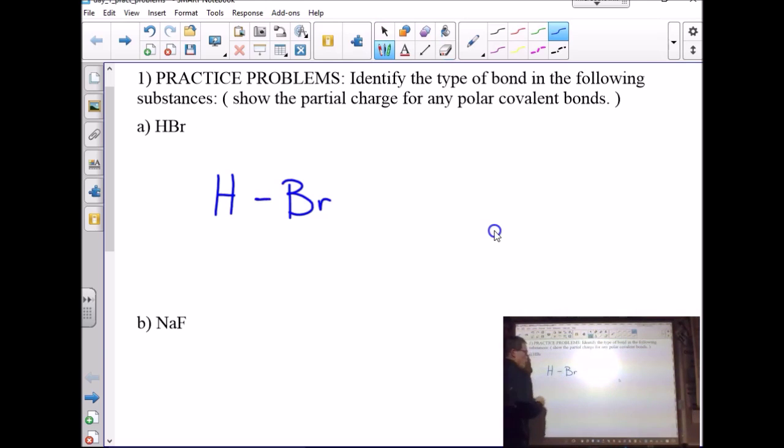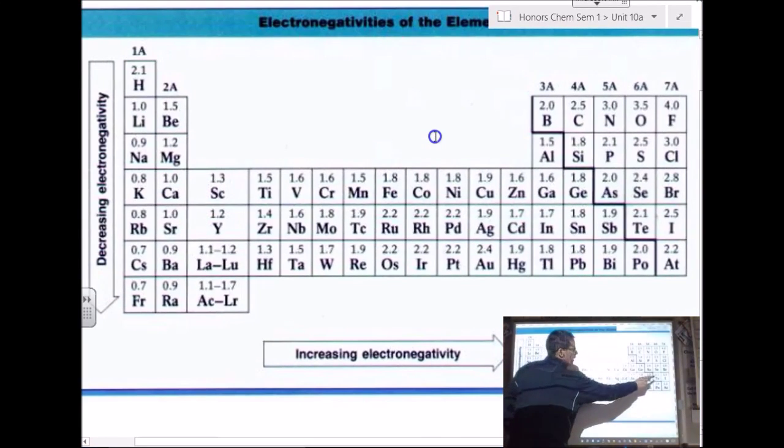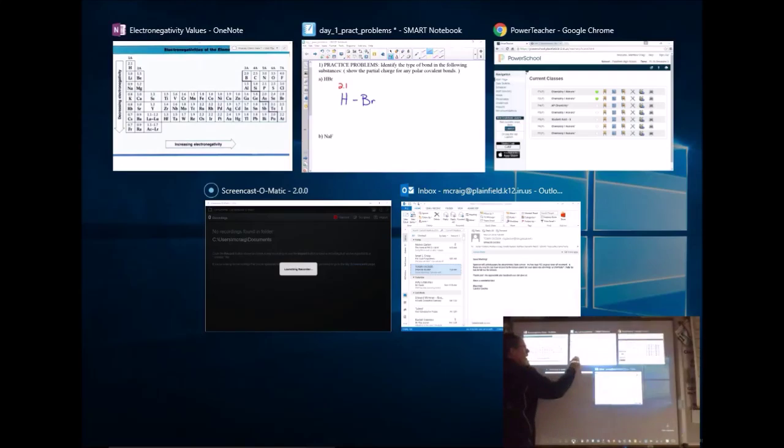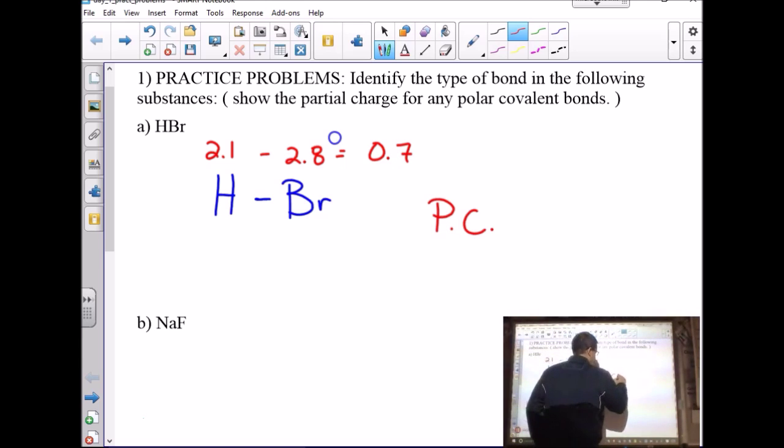So the line between, and then I want you to write the electronegativity value. So I know hydrogen's 2.1, bromine is 3.0, I'm trying to remember, bromine 2.8, sorry about that. So 2.8, and if you get a negative, just drop the negative. So the difference between that is what? 0.7. Okay, so where does that fall? Does that fall between 0.1 and 1.6? Yeah, so this is a polar covalent bond, and you can abbreviate it as PC.